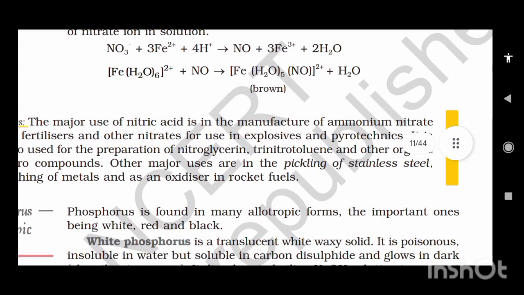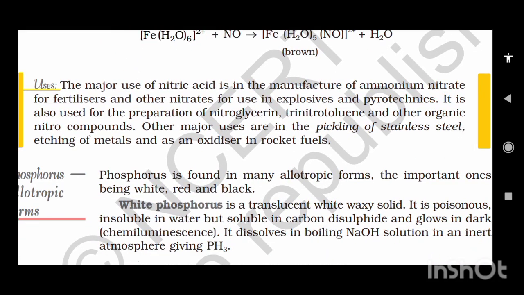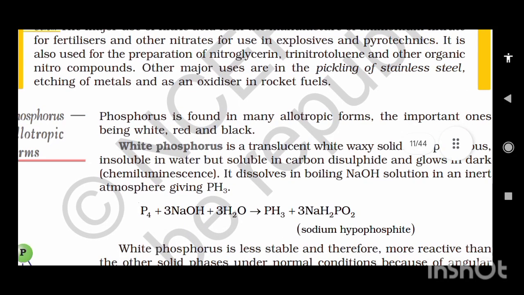Uses. The major use of nitric acid is in the manufacture of ammonium nitrate for fertilizers and other nitrates for use in explosives and pyrotechnics. It is also used for the preparation of nitroglycerin, trinitrotoluene and other organic nitro compounds. Other major uses are in pickling of stainless steel, etching of metals and as an oxidizer in rocket fuels.